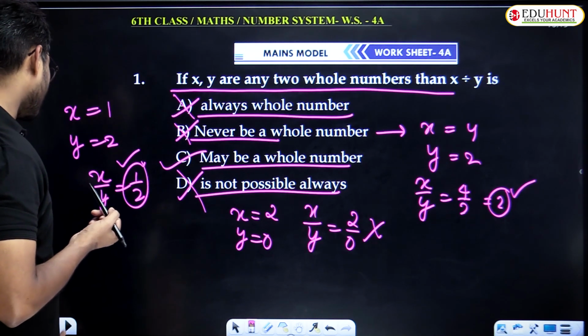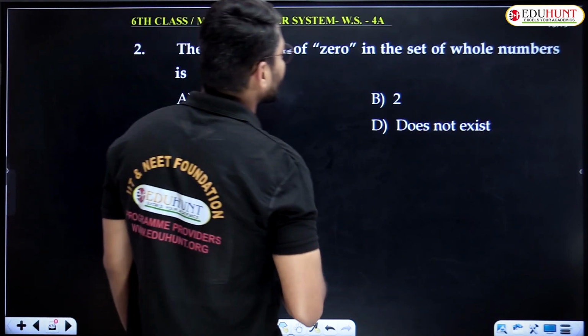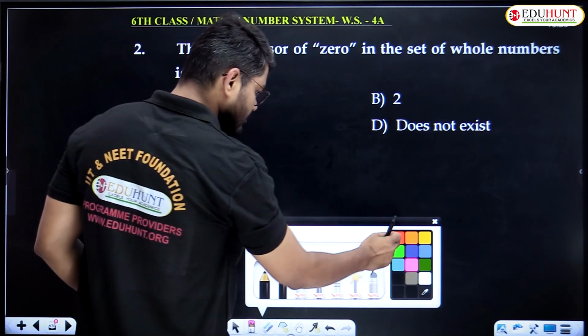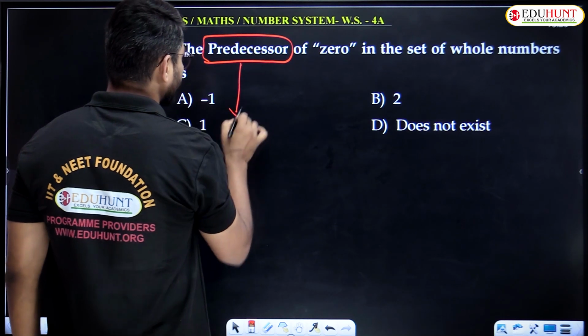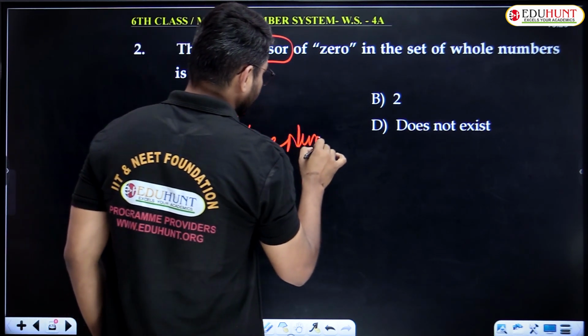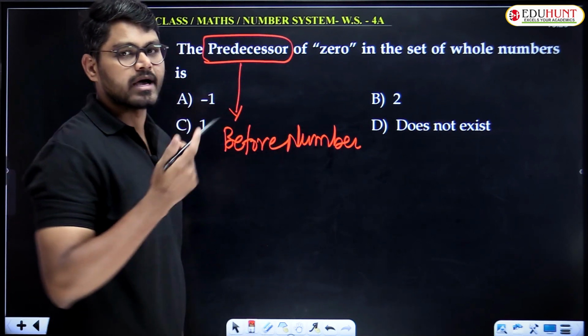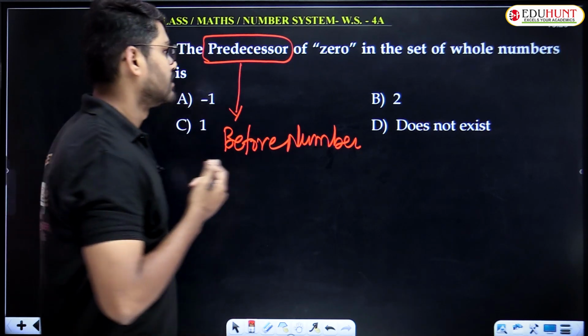Okay students, let's move on to the next question. The predecessor of 0 in the set of whole numbers. What do you mean by predecessor? Predecessor means the before number. How do we get the before number? By subtracting 1 from the given number, I get the before number.